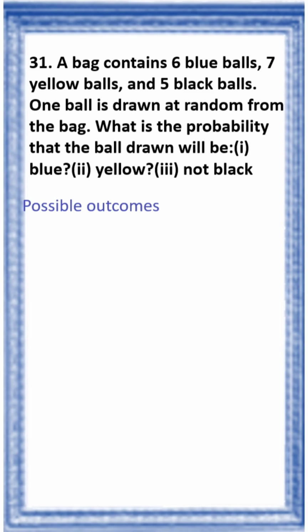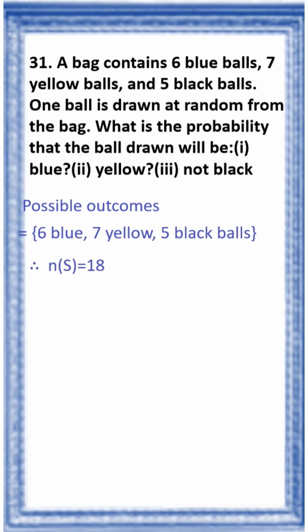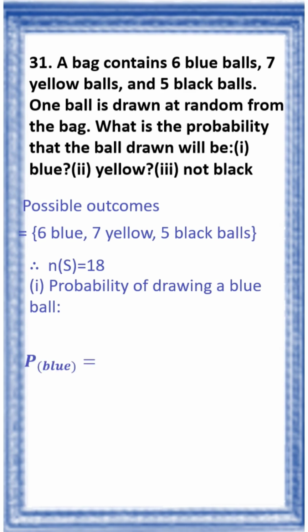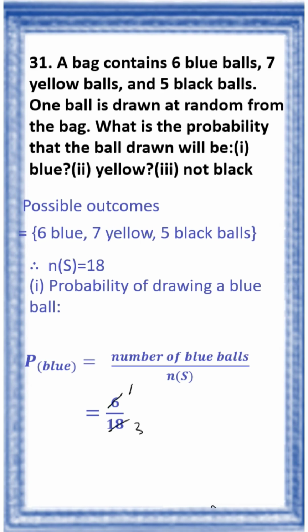Possible outcomes. How many possible outcomes are there? 6 blue, 7 yellow, 5 black. Total number of samples, number of S, is equal to 18. 6 plus 7 plus 5, that is equal to 18. The first question. Probability of drawing a blue ball. P of blue is equal to number of blue balls upon number of S. Number of blue balls is 6. 6 by 18. 6 ones are 6, 6 threes are 18, that is equal to 1 by 3.